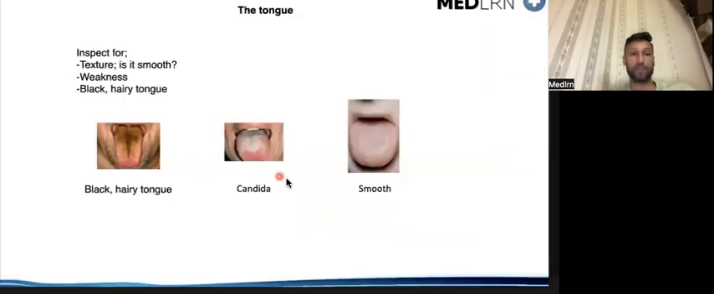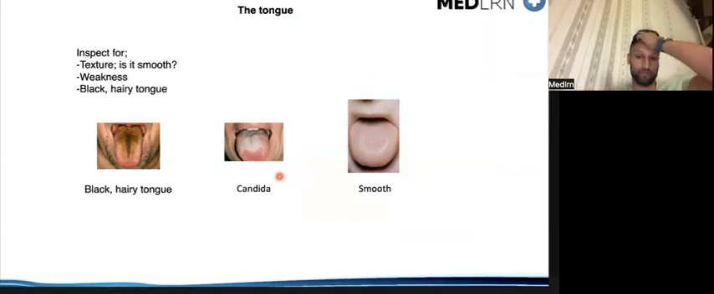And the tongue, you've got this black hairy tongue. You've got smooth tongue as well. Again, there's various reasons why this can happen. Has anybody ever seen something like this black hairy tongue? It's basically when you have debris and bacteria that accumulate on the tongue, and this causes discoloration. It looks like there's hair growing on there, but there's not actually hair on there. It just looks like that.